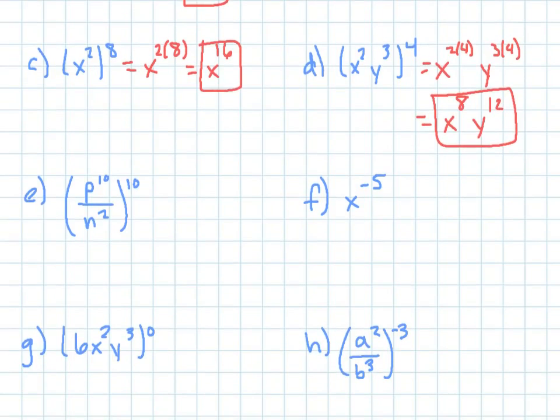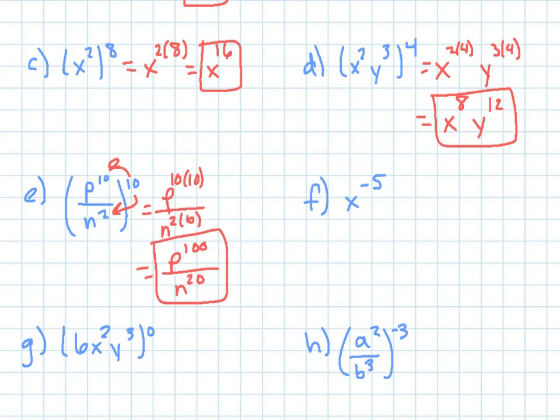Letter E is doing the power property but with a quotient. So the 10 gets to go to the p, and then it also gets to go to the n squared, so it's p to the 10 times 10 power over n to the 2nd times 10 power. So then that's p to the 100th power over n to the 20th power.